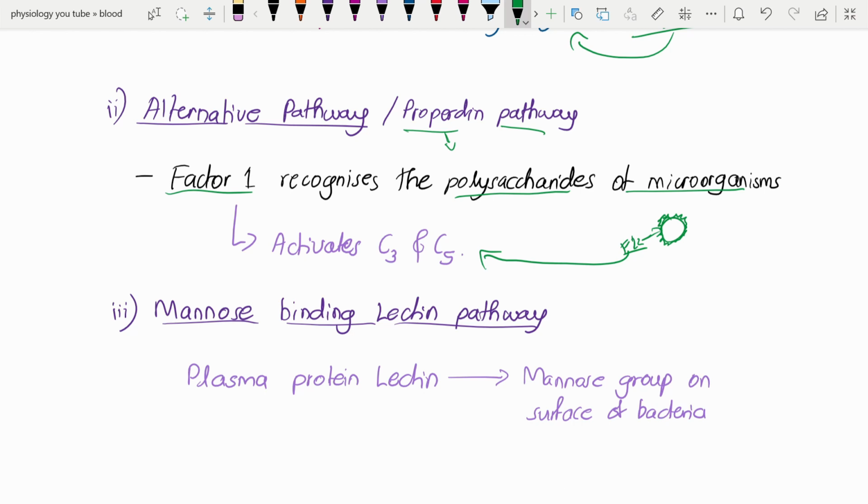As you know, once C5 is activated, it will form the activated complement complex, that is from C5b, C6, C7, C8 and then C9. What happens with this complex? There occurs the cytolysis.